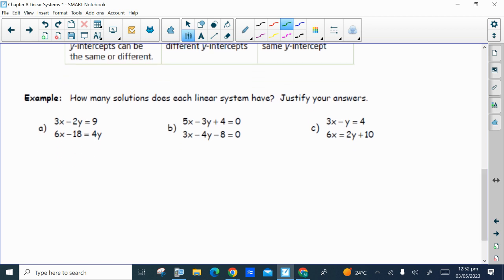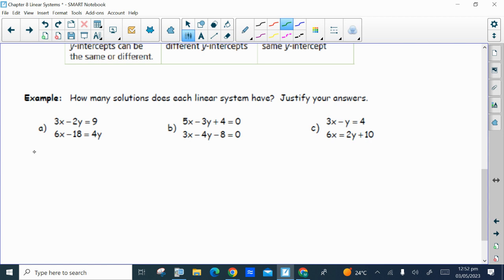So in these examples, it says, how many solutions does each have? Justify your answers. So we now have two choices, right? We can get both equations in slope-intercept form, and you actually don't even have to graph them. Compare the slopes and compare the y-intercepts. So that's one way to do it.